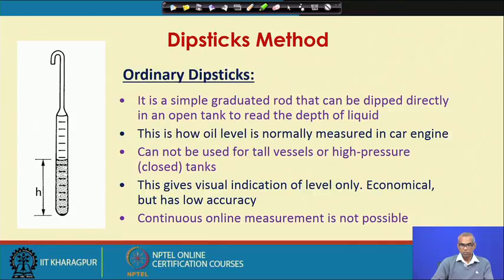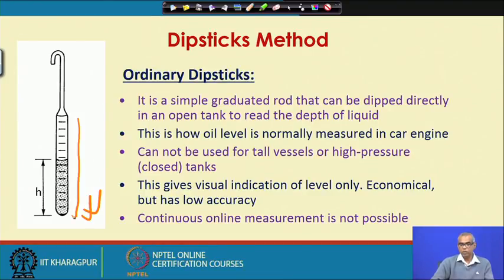So, an ordinary dipstick is shown here. It is a simple graduated rod that can be dipped directly in an open tank to read the depth of liquid. You can see the graduations on the dipstick. This is how oil level is normally measured in a car engine.